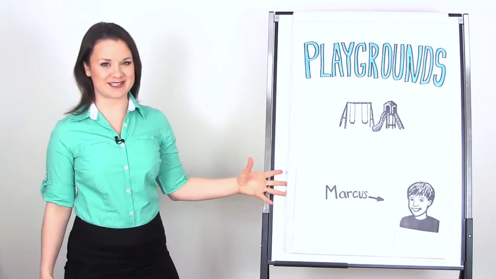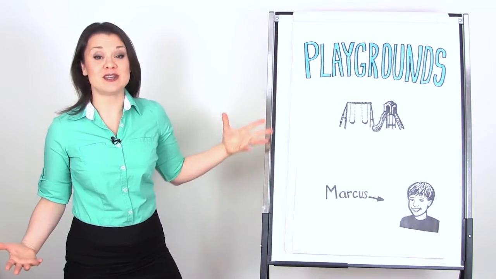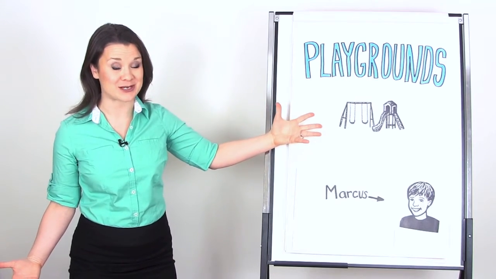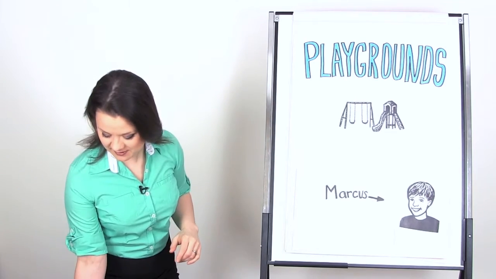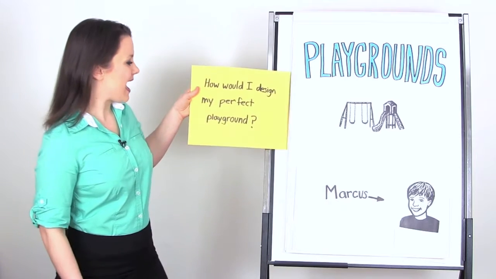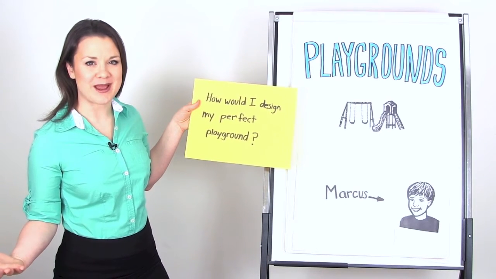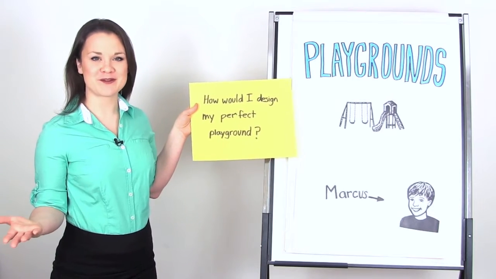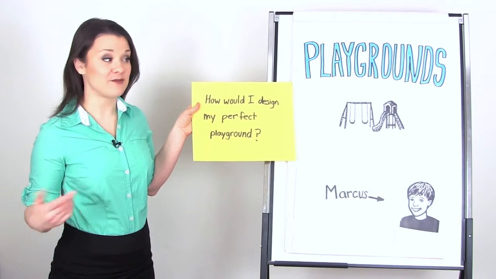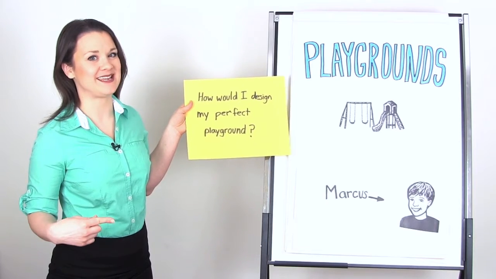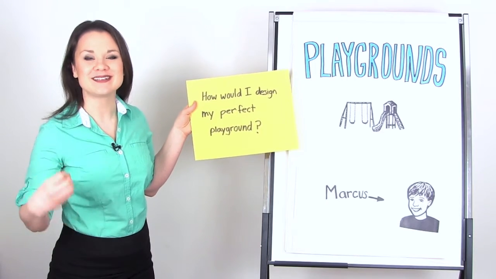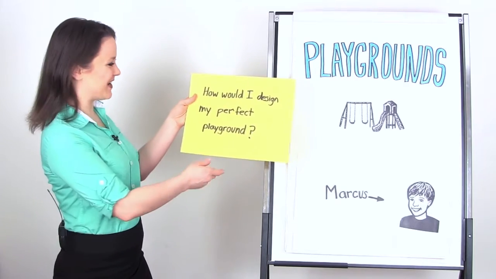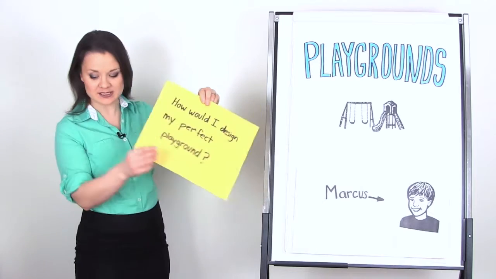So let's take Marcus, for instance. He is passionate about playgrounds. He loves to play. He loves to enjoy different types of play structures. So he asked himself the question, how would I design my perfect playground? That's a fun question. What would your perfect playground look like? And remember, if you see a project idea here that you like, you can always take it and make it your own, okay? Maybe this will be your project. All right, how would I design my perfect playground?